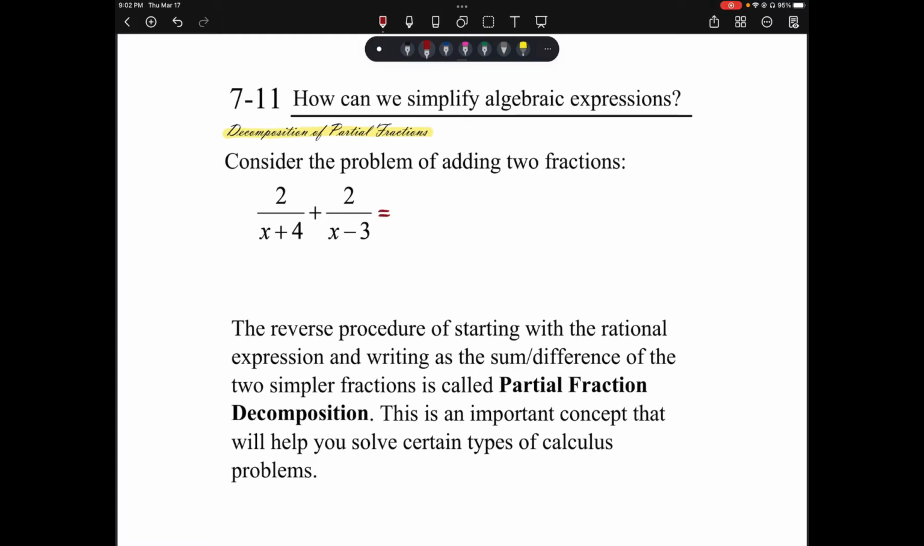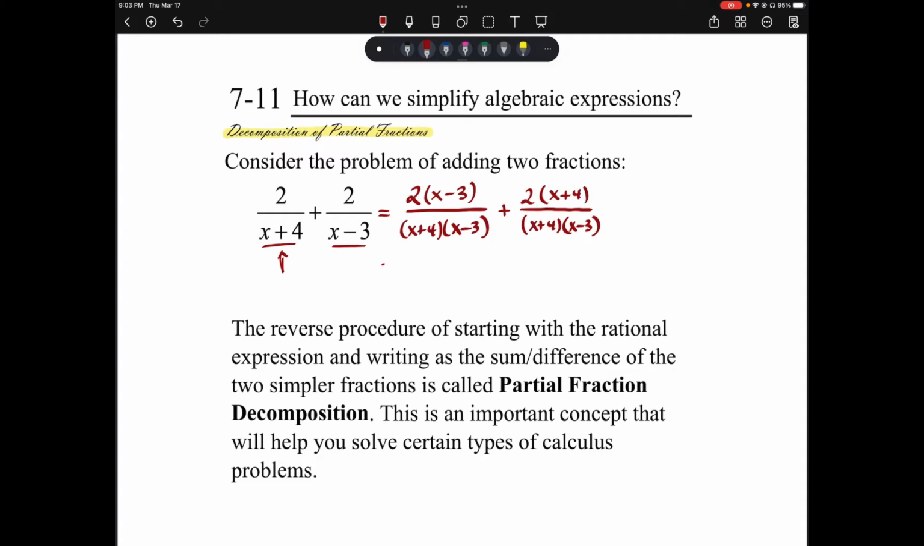We know that if we wanted to add these two fractions together, we'd have to look at each of the denominators, right? You have to have a common denominator between them. So we know that common denominator would be x plus 4 times x minus 3. If we did it in two steps, this would be 2 times the quantity of x minus 3 over x plus 4 times x minus 3, since I multiplied my first fraction by x minus 3 over x minus 3. Then the second one would be 2 times the quantity of x plus 4 over that same denominator.